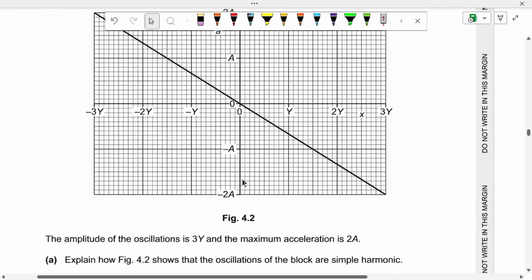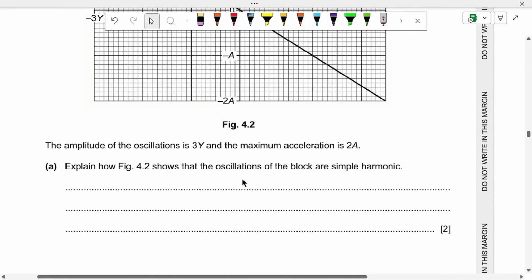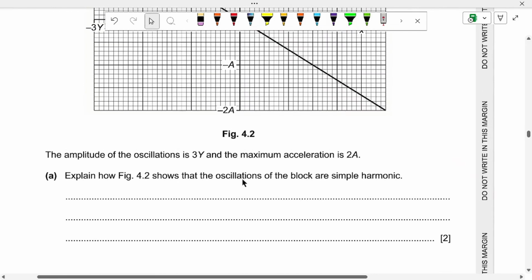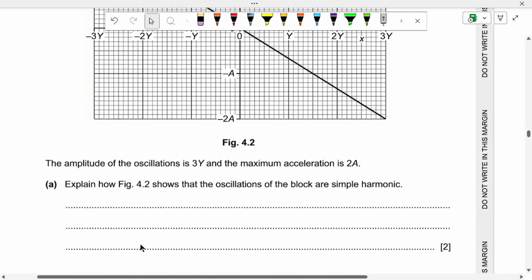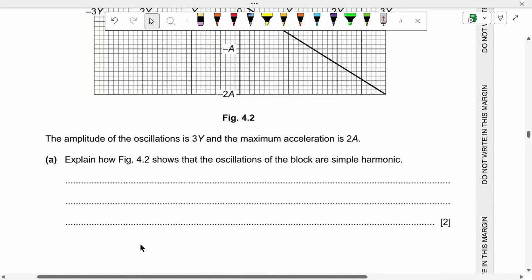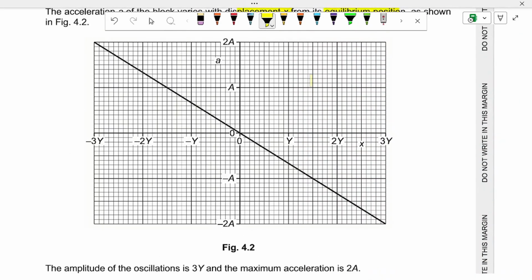Right? I hope that makes sense. Okay, let's look at the next question. The amplitude of the oscillation is 3y, the maximum acceleration is 2a. Explain how the figure shows the oscillations are simple harmonic. So we want to show that the oscillations are simple harmonic. How do we do that? Now, what is simple harmonic motion? It's a motion in which the acceleration is directly proportional to the displacement, but in opposite direction. We see opposite direction because there'll be presence of a negative sign.